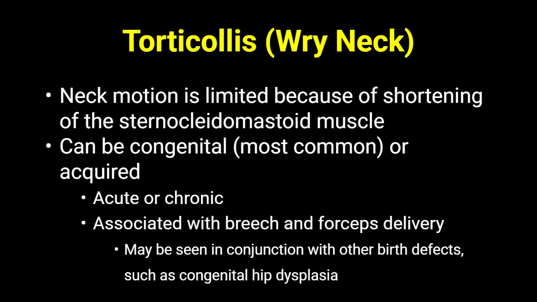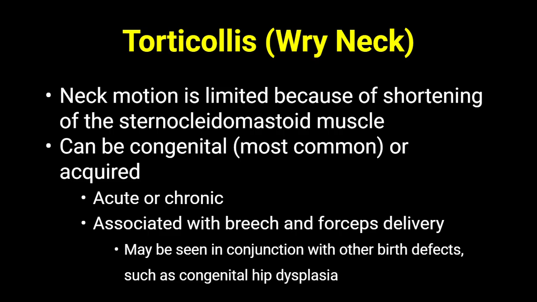Acquired torticollis, however, can occur later in childhood and may result from muscle strain, enlarged cervical lymph nodes, upper respiratory infections, trauma, inflammation, certain medications causing muscle spasms, or cervical spine abnormalities. Unlike congenital torticollis, acquired torticollis often develops suddenly and may be painful. During assessment, several findings are common.